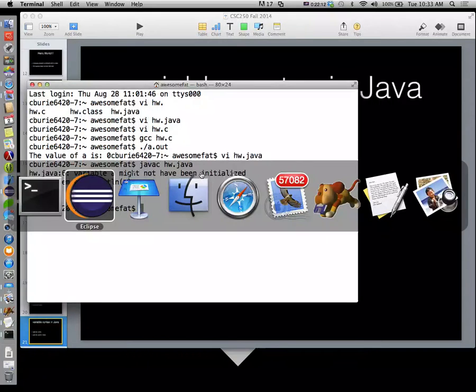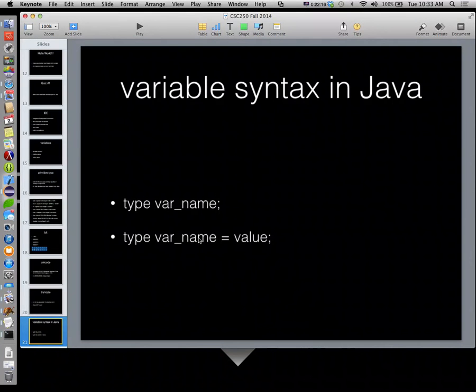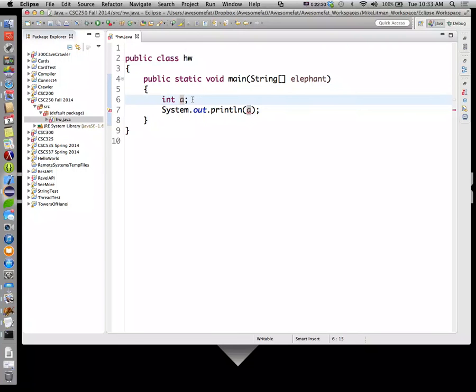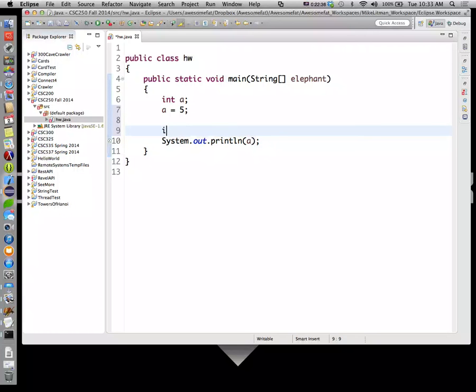Now, having said that, back on the slide here, I've defined 2 different ways of creating variables. This first way is completely legitimate, though. Type followed by var name. Just don't try to use that variable until after you've given it a value. So I can define A on one line, and then I can give it a value on the next line, if I'd like. Or I can say int b is equal to 7, all in one line. That make sense?